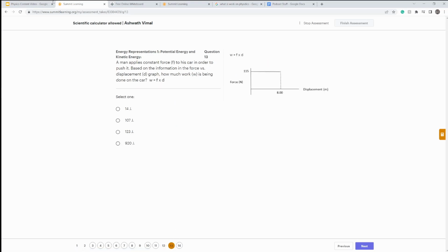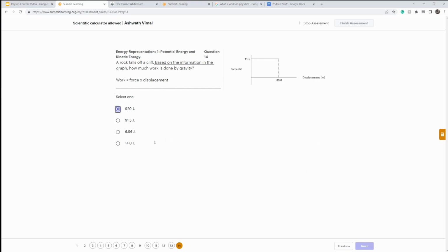All right, and then we'll go over one more on this. Number 14. A rock falls on a cliff. Based on the information in the graph, how much work is done by gravity? You can just ignore the "by gravity" part. It sounds confusing, but it's just asking how much work has been done. So we already know how to do this. We would just multiply 80 times 11.5, and that would be 920.